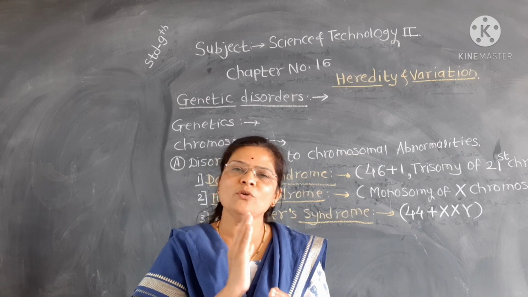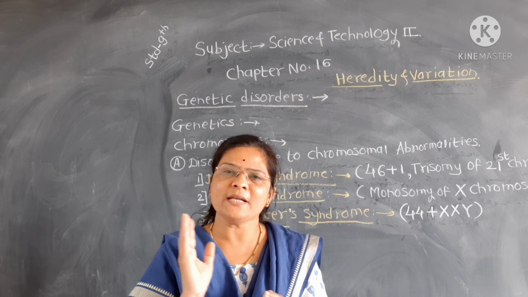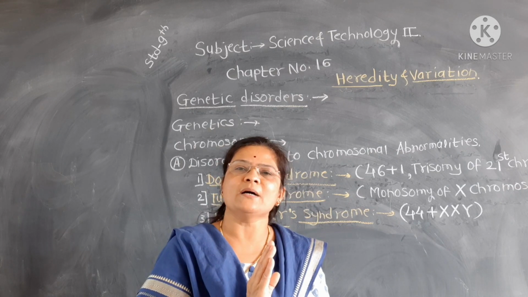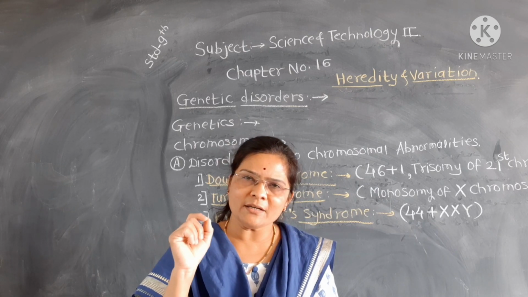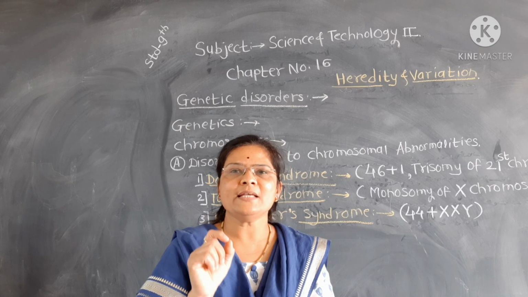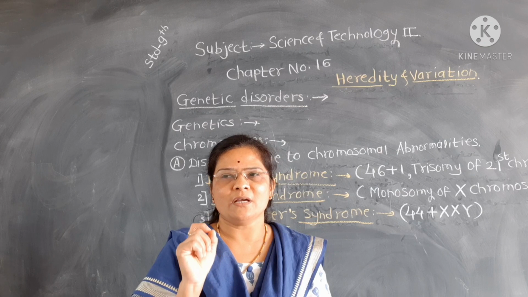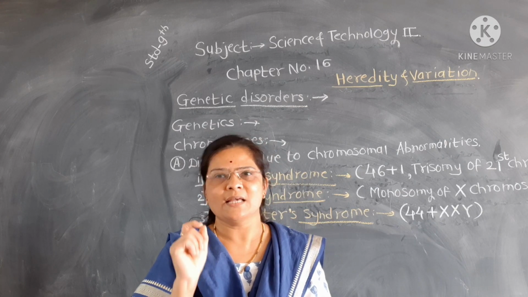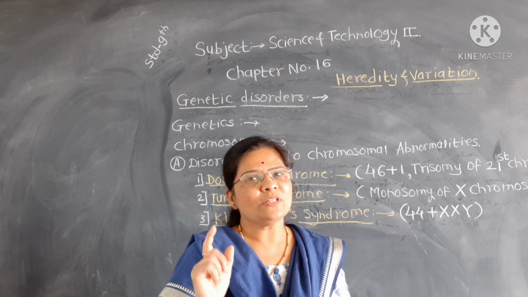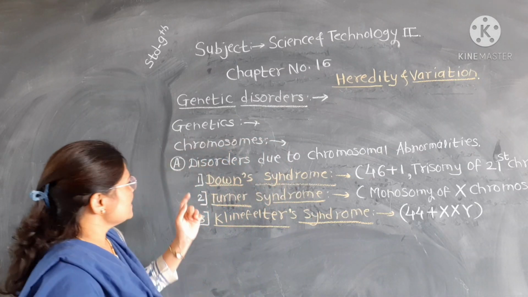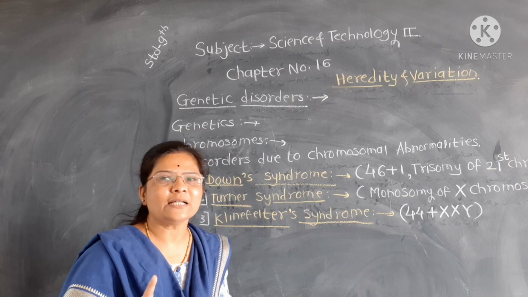Do you know, in unicellular organisms the variations are very minor, but in multicellular organisms the variations are very major. Whenever there is a change in the genetic sequence or a mutation in genes, at that time genetic disorders occur. Which are the genetic disorders? Genetic disorders are Down syndrome, Turner syndrome and Klinefelter syndrome.